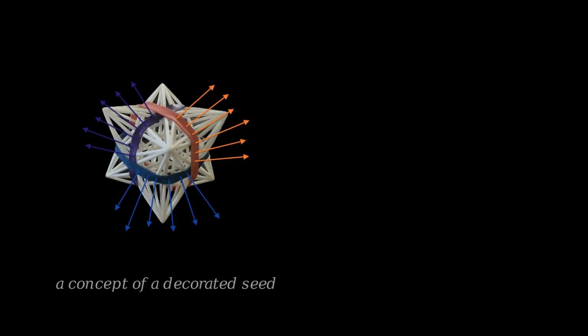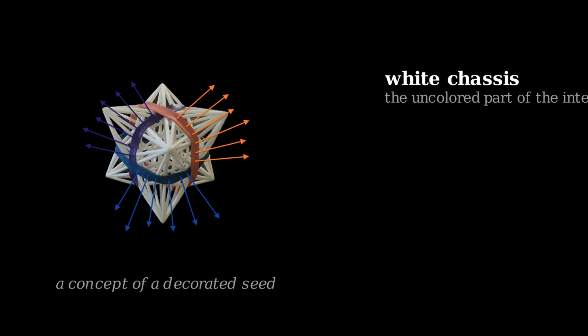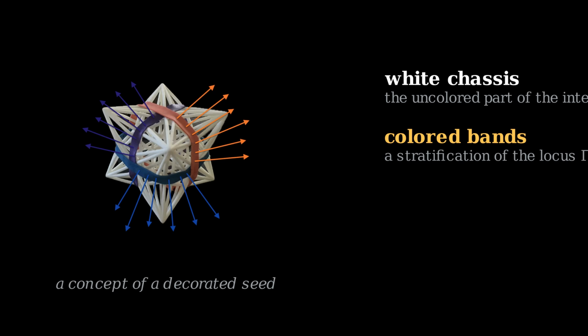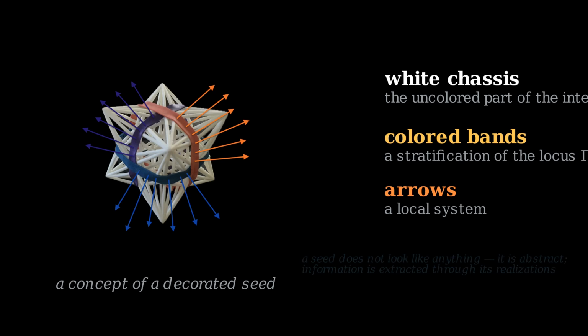Here is a concept of a decorated seed. The white chassis represents the uncolored part of the interface. The colored bands represent a stratification of Gamma, and the arrows represent a local system. But keep this in mind, a seed does not actually look like anything. It is an abstract object. What you can do is extract information from it through its realizations. Zeta functions and their twisted versions are traces taken over a given realization.